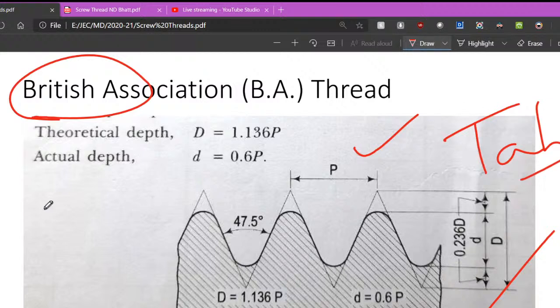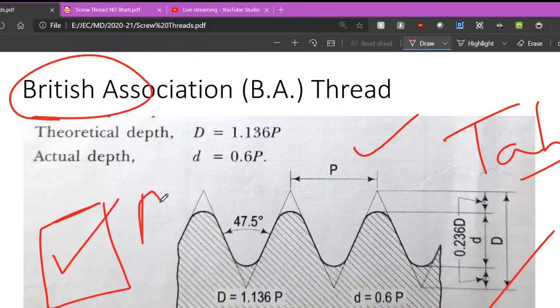So for the British Association thread, that is used in Britain, for the P value you have to refer to the table, and same for the cellular thread, you have to refer to the USA standard table that is used in the United States of America.